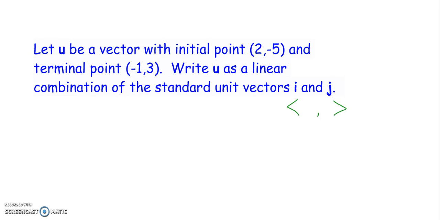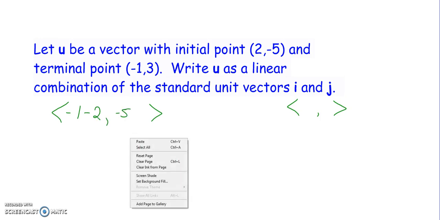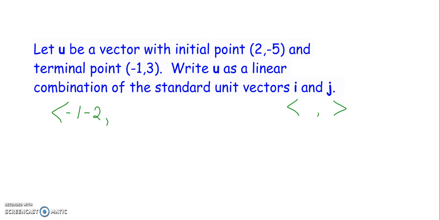So going back to the beginning of this slide, to get component form, I do terminal minus initial, -1 minus 2, comma, -5. Oh, I'm sorry, wrote that wrong. 3 minus -5. And the component form vector here would be -3, comma 8. All right, how do you turn that into vectors using I and J? Well, now it's -3I plus 8J.